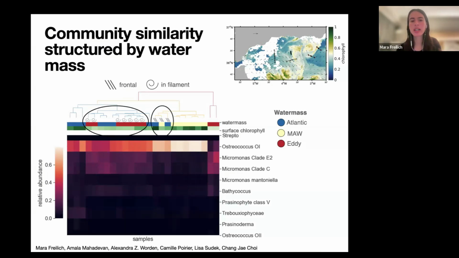But the other thing I want to point out is that all the frontal samples cluster together. And this was really interesting to me because our frontal samples were not next to each other. And so what this is suggesting to me is that in fronts we see a unique community, and that is suggestive of vertical velocity being relatively important in generating a unique frontal community and really a unique biogeochemical environment.